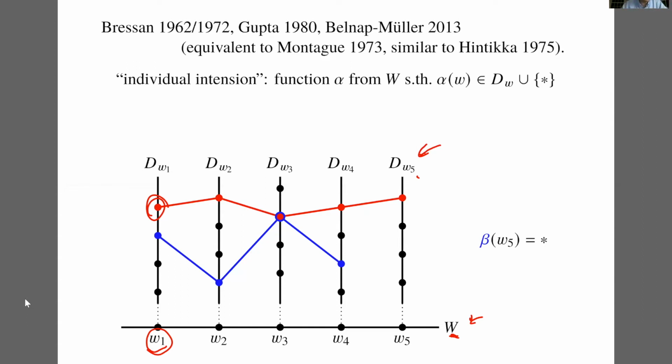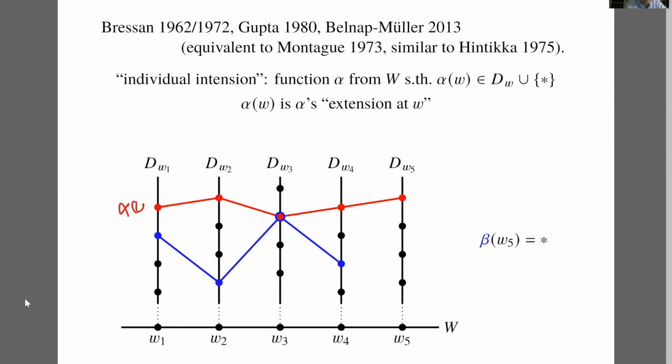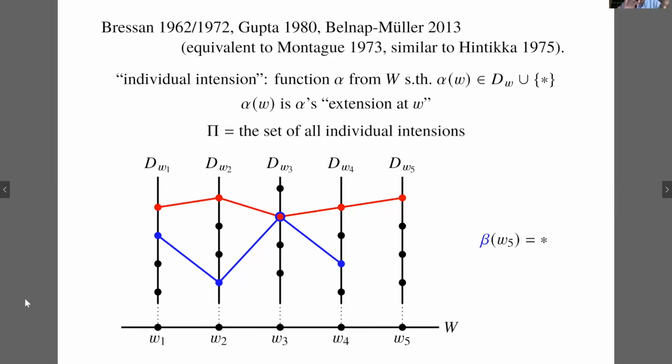And then this beta is like that too, except that it is undefined here in world W5. So alpha of W1, for instance, is alpha's extension at this world. This beta doesn't have an extension in W5, so it's sort of lacking an extension. It doesn't exist in W5. Okay, so those are the individual intentions, and I'm going to write a pi for the set or family of all these individual intentions.